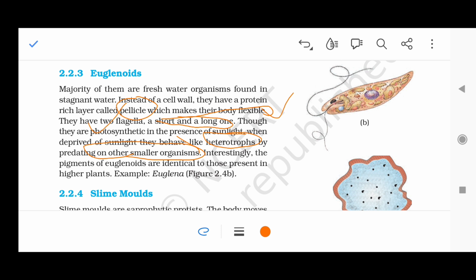Interestingly, the pigments of euglenoids are identical to those present in higher plants. So the pigment in euglenoids is similar to the pigment which is present in higher plants. And the most common example of euglenoids is the euglena.